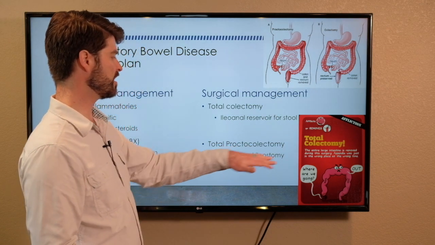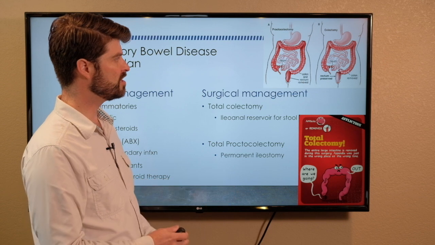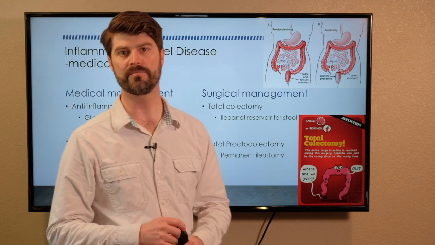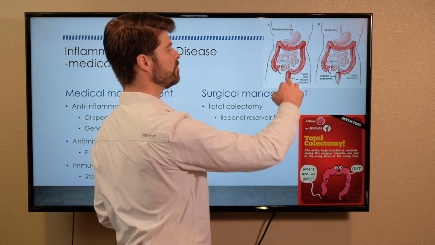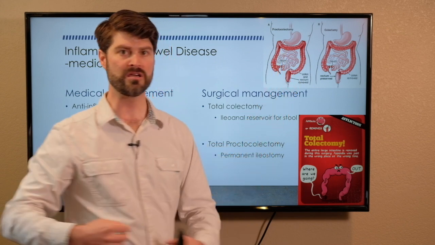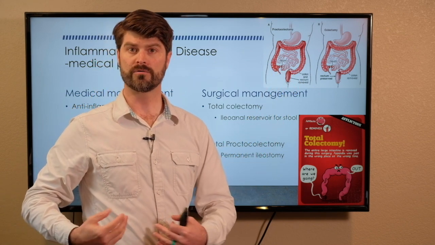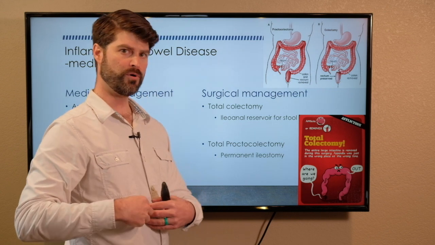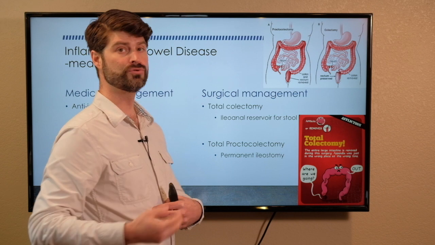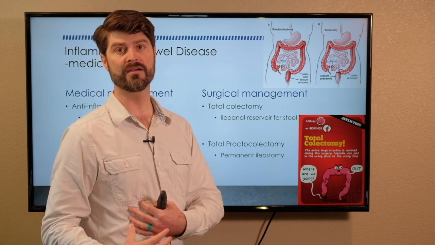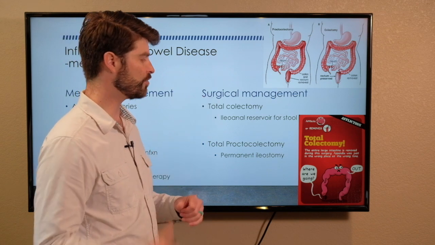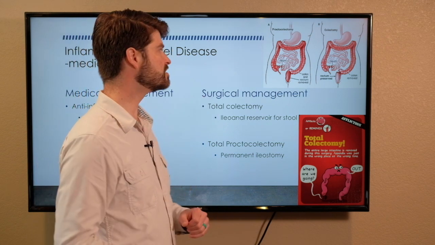A total proctocolectomy can also be done, and this is like a permanent ileostomy presentation. So the entire colon and rectum are going to be removed, and we're going to create an ostomy, which is just a surgical opening to the body. They're going to pull part of the small bowel through the abdominal wall, and that patient is going to be stooling into a collection bag, sometimes permanently, for very severe presentations of both ulcerative colitis and Crohn's disease.